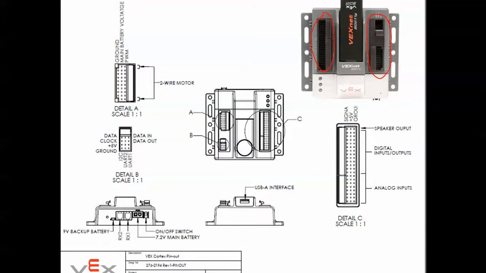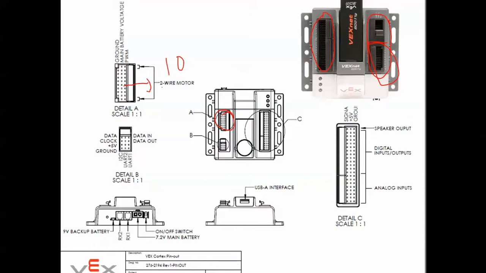As we discussed in the last lecture, we have digital and analog sensors, and we have motors which are going to be used for the VEX robot. These ports are used to connect the motors, and these ports are used for the sensors. Briefly, here you have A, B and C. In section A you have ground and main battery voltage, and this part A is used to connect the motors. We can connect a maximum of 10 motors here.